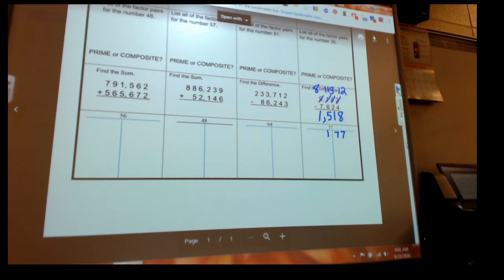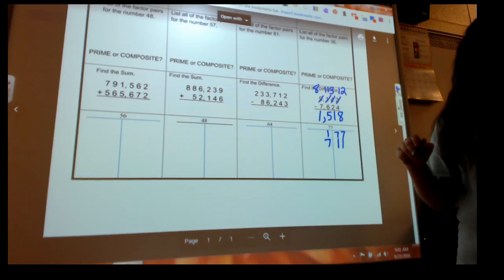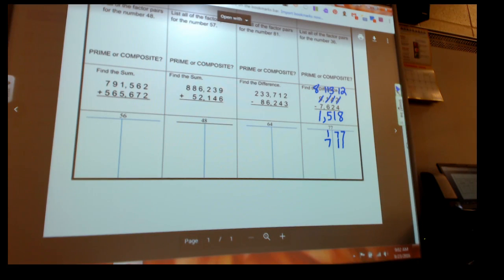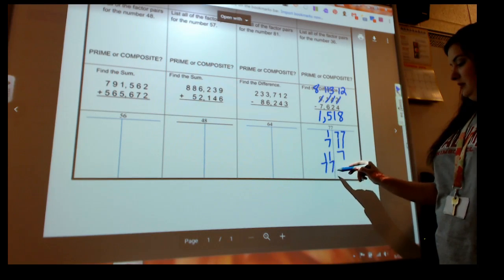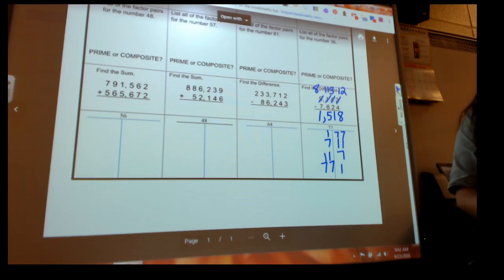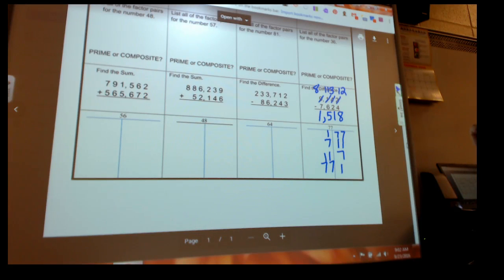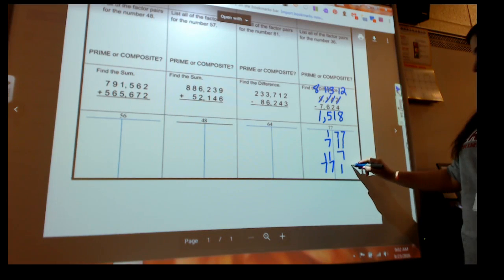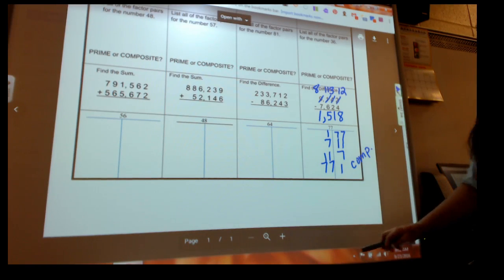All right, if I'm finding the factors of 77, I would do 1 and 77. 2, 3, 4, 5, 6, 7. Yes. 7 and 11. Flip it and reverse it. Is it prime? No, it's composite. I've got 1, 2, 3, 4 factors, Trinity. This is a composite number.